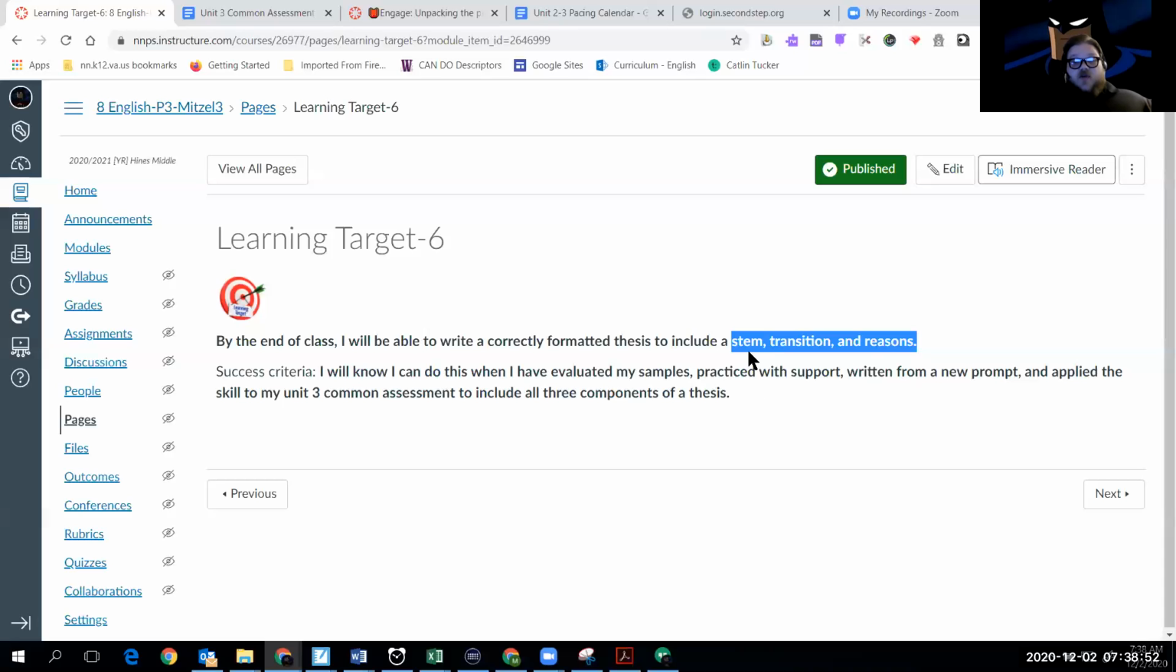Remember that. Your thesis is going to have a stem, which is basically your topic and position. It's the thing that you're supposed to be writing about. It has to have a transition. Your transition is going to be the word because, and it's going to have reasons, which you're going to develop in a brainstorm. Okay? I'll just leave you with that. That's really the entire lesson listed in these three words. Go ahead and click next.